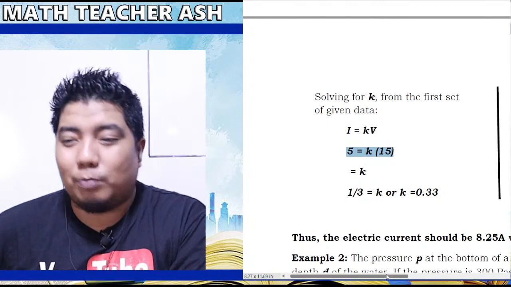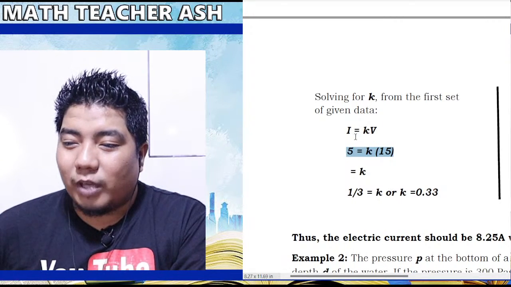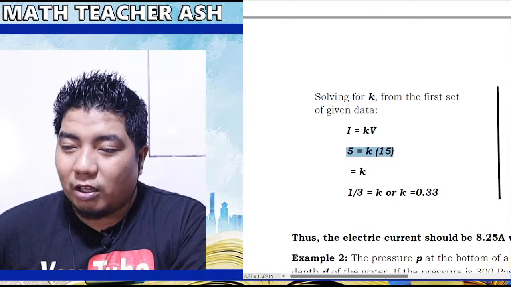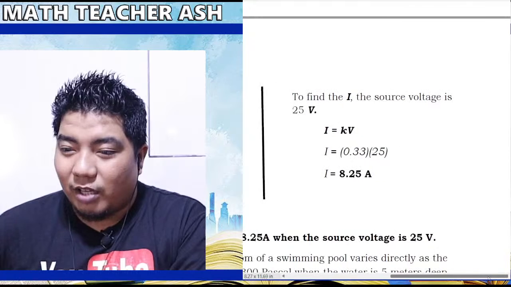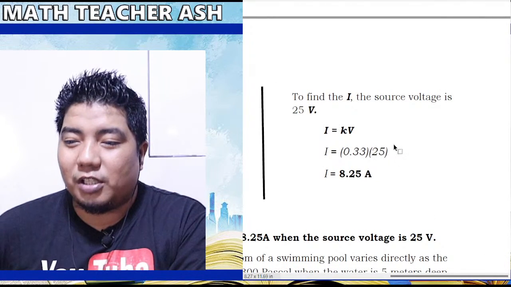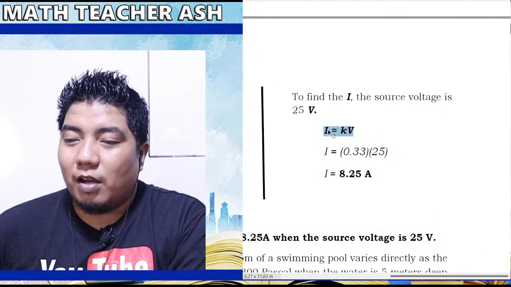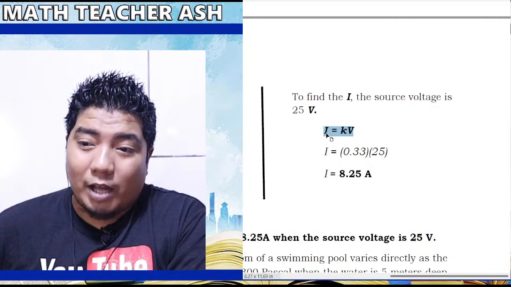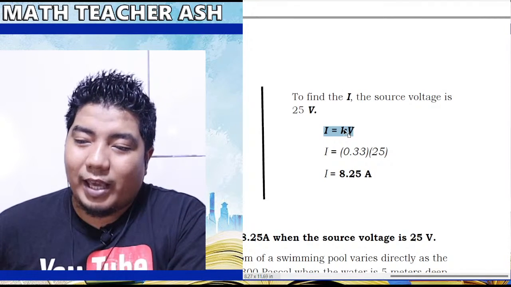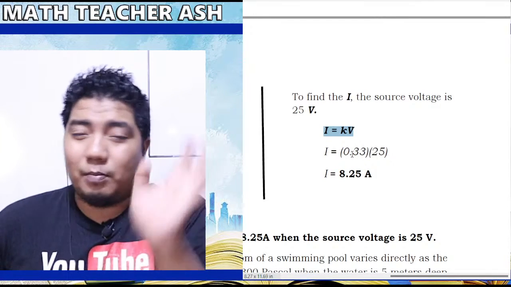equation of variation mo. So, I is equal to KV. Magiging I is equal to 1/3 V. Okay, ito na yan. Okay, so 1/3 V or 0.33 V. So, we have here I, which is yung unknown natin na bago. Our K is 1/3 or 0.33.